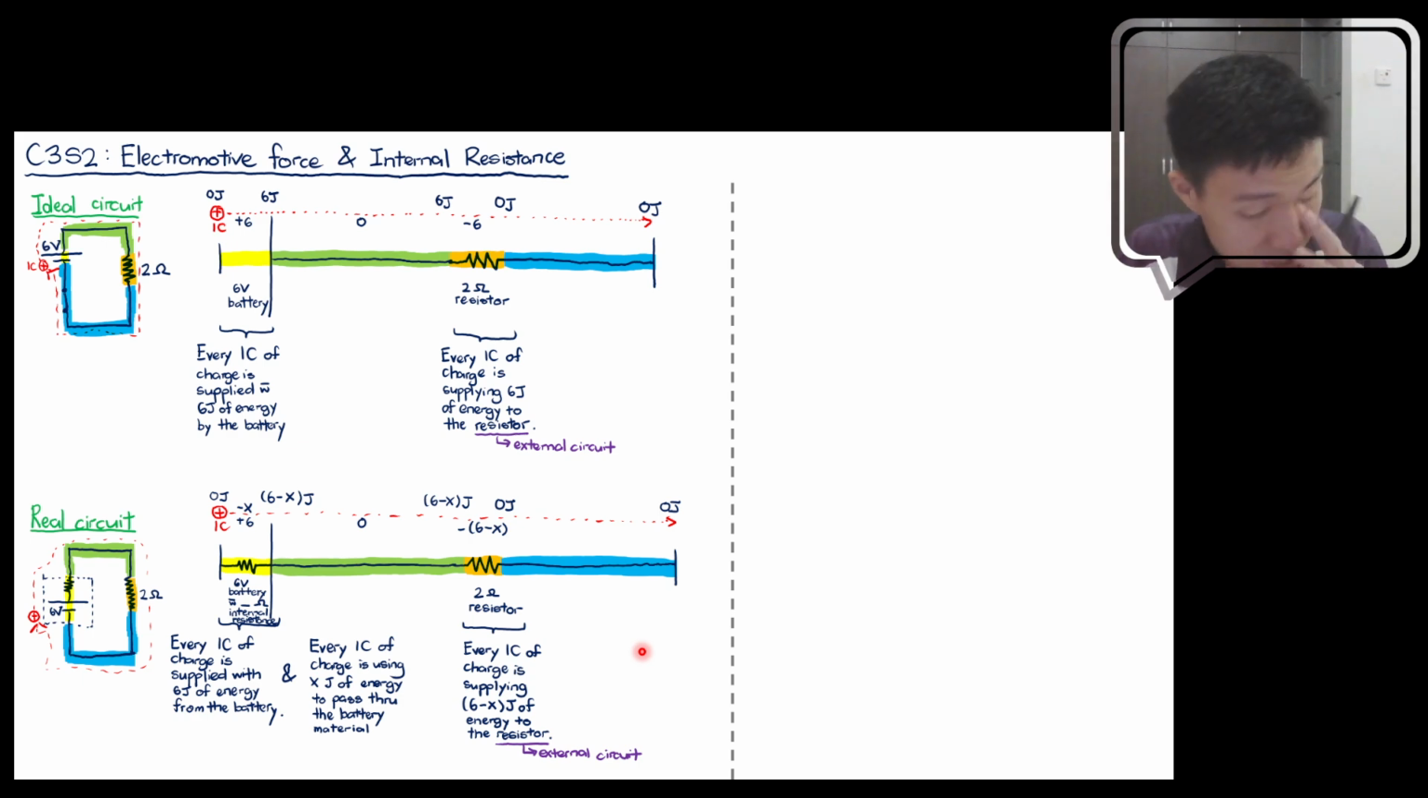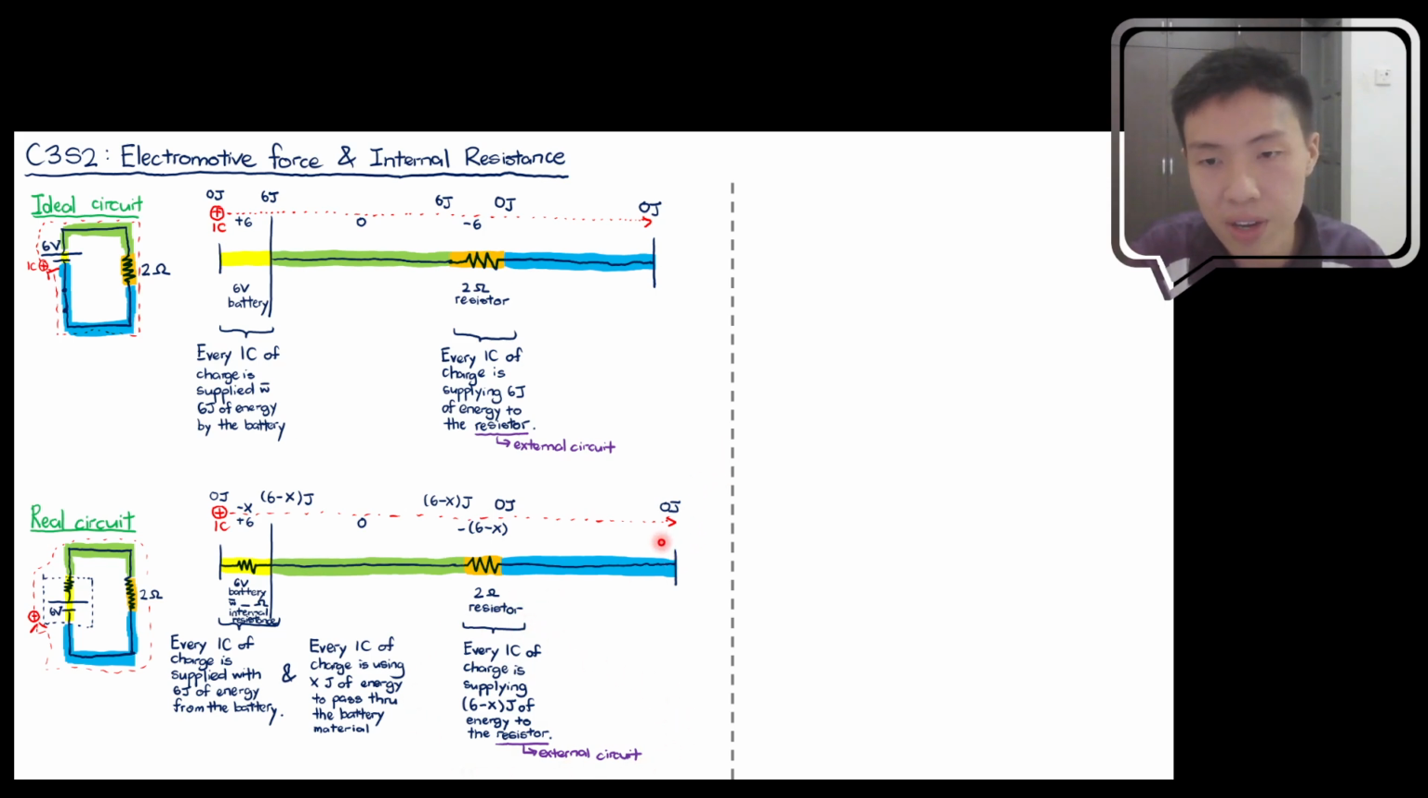Because I'm worried that I'm writing it in a different way from your syllabus. Okay. So our focus when we are discussing this real circuit here is always what's available for the outside. What's happening inside the battery is the least of our focus. Our focus is actually what's happening outside the battery. So we are always trying to know how much energy is actually available for the external circuit.